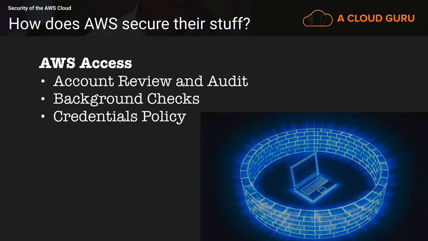When AWS users access resources inside AWS, such as production environments, the accounts are reviewed every 90 days and audited. So if you haven't gone in and used that account to access AWS resources, you'll automatically lose access, and then you have to apply for access again.